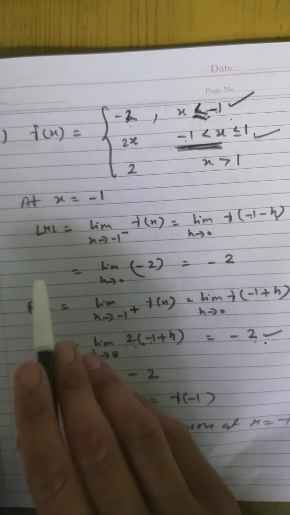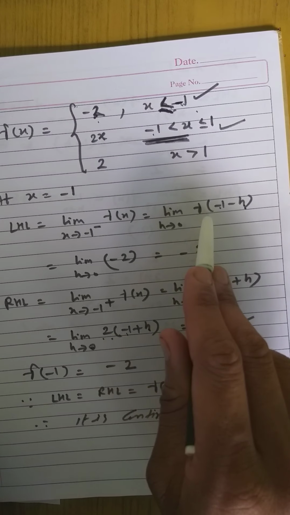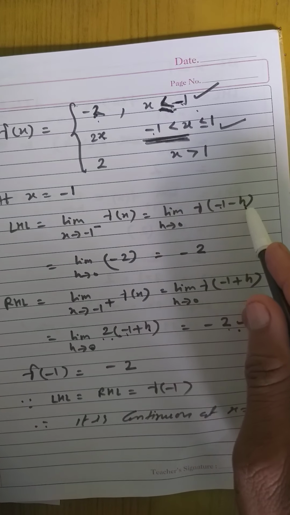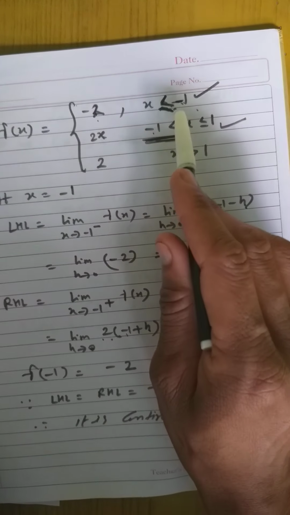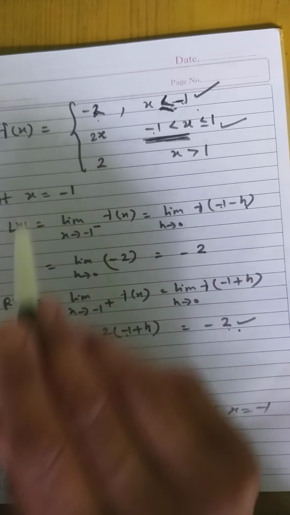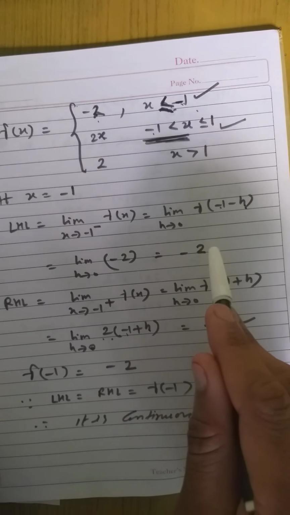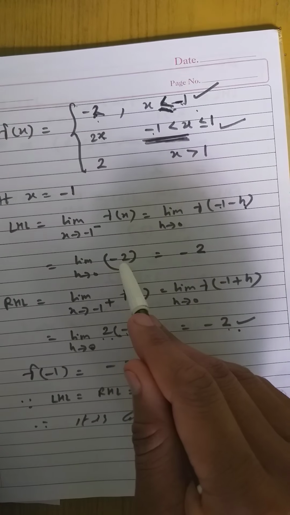At x equal to minus 1, left hand limit, x tends to minus 1 negative, f(x) equal to limit h tends to 0, f(minus 1 minus h). This means less than minus 1, so you will use this function. Less than minus 1, its value is minus 2. So limit h tends to 0, minus 2 equal to minus 2, since it is a constant.